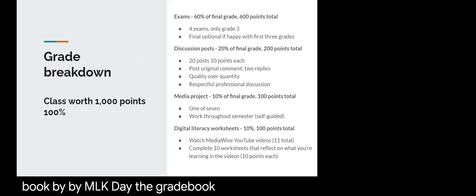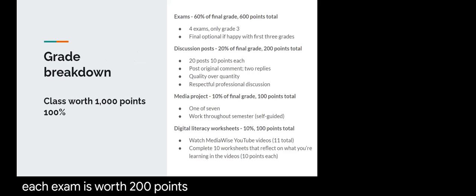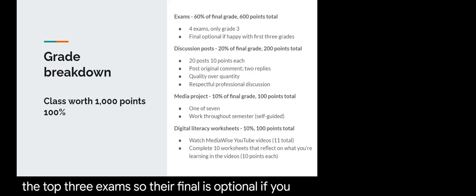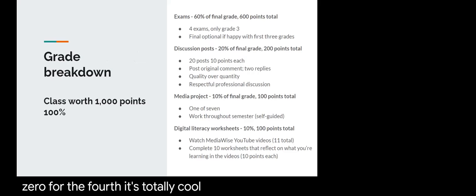The grade breakdown: 60% of your grade is exams, which means that each exam is worth 200 points, but I'm only grading the top 3 exams. So the final is optional. If you're happy with the first 3 grades and want to take a 0 for the fourth, it's totally cool. Or if you didn't do so well on one of the first 3 tests, you can make it up with the final exam and drop exam 2 or whatever your lowest exam grade is.